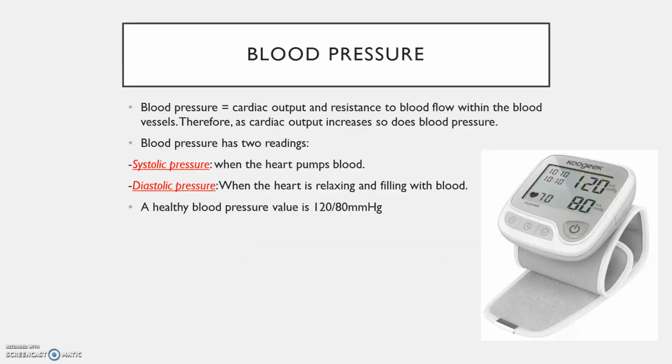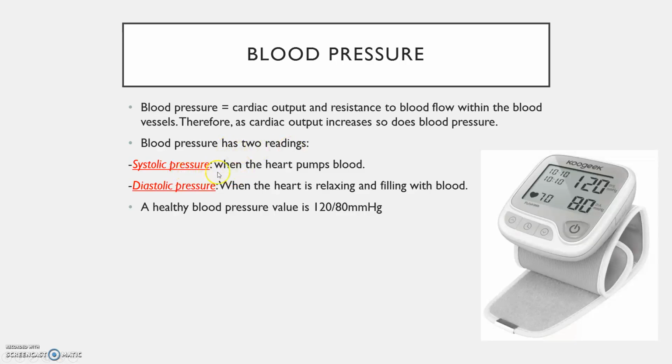Now, blood pressure. So blood pressure equals cardiac output, so heart rate times stroke volume, i.e. the amount of blood that leaves the heart per minute, and resistance to blood flow within the blood vessels. Therefore, as cardiac output increases, so does blood pressure. With exercise, cardiac output increases, so blood pressure is going to increase as well. So blood pressure has 2 readings.